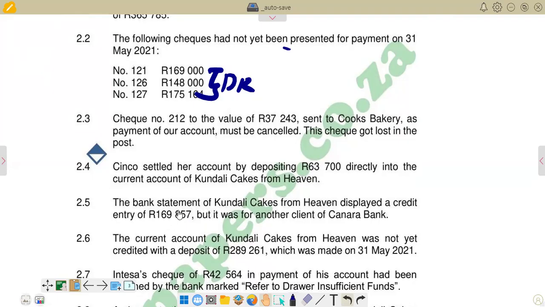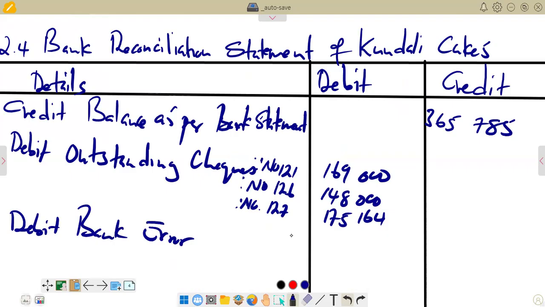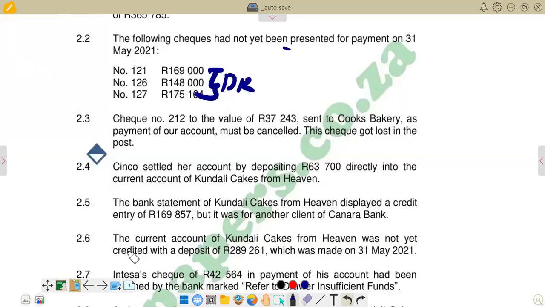So by removing it, we go to the opposite side, which is debit side. So we're going to debit a bank error. So basically, that's what we are going to do. So we go there and we say debit bank error, which is 169,857. Then we go again to the next transaction to see what we have.